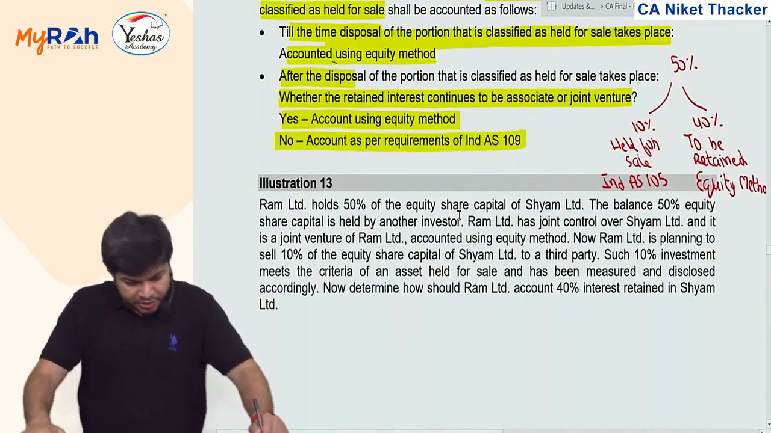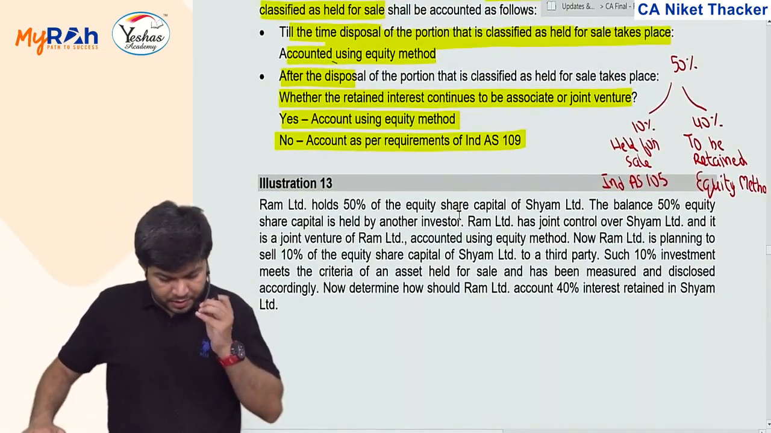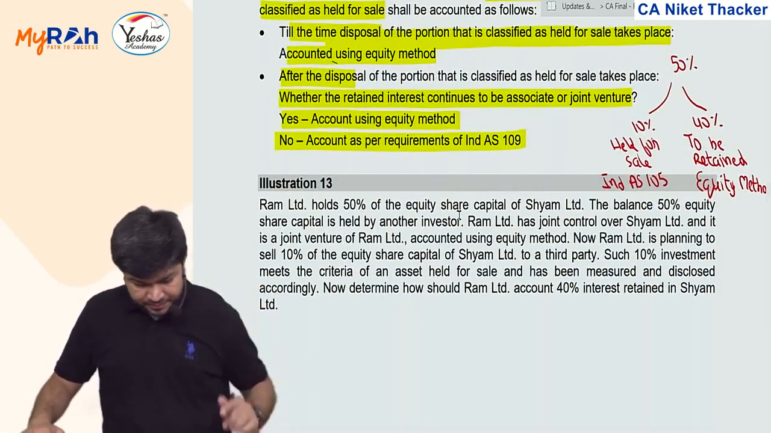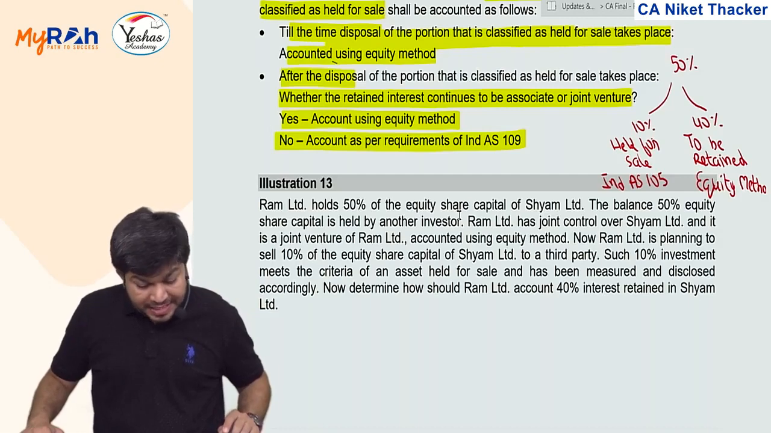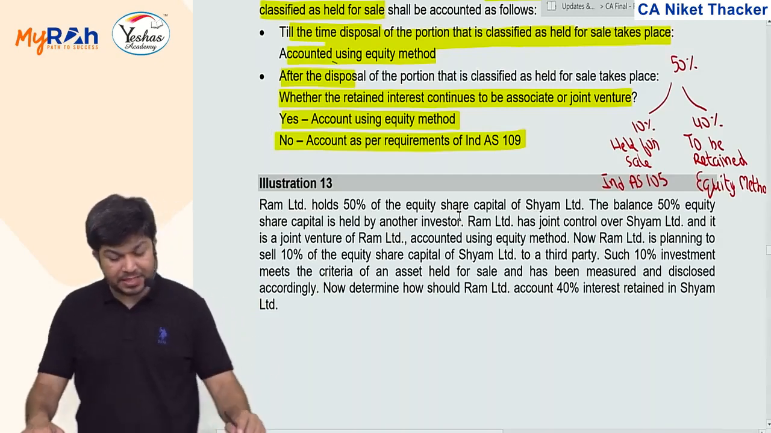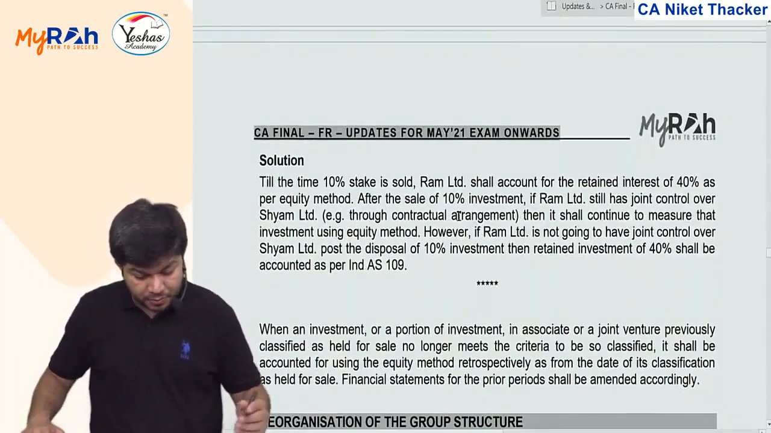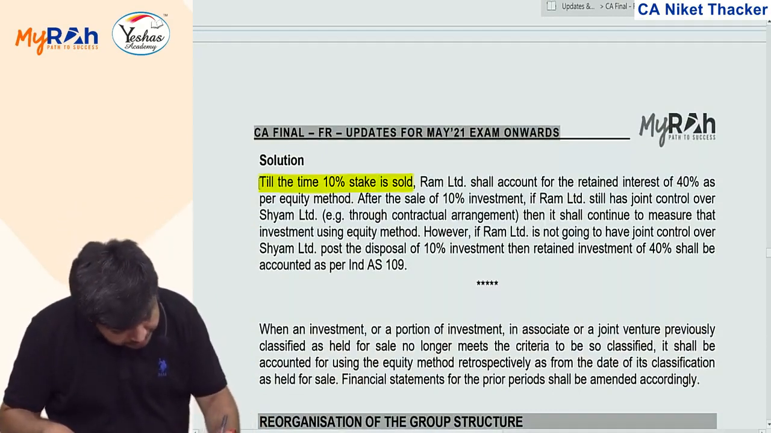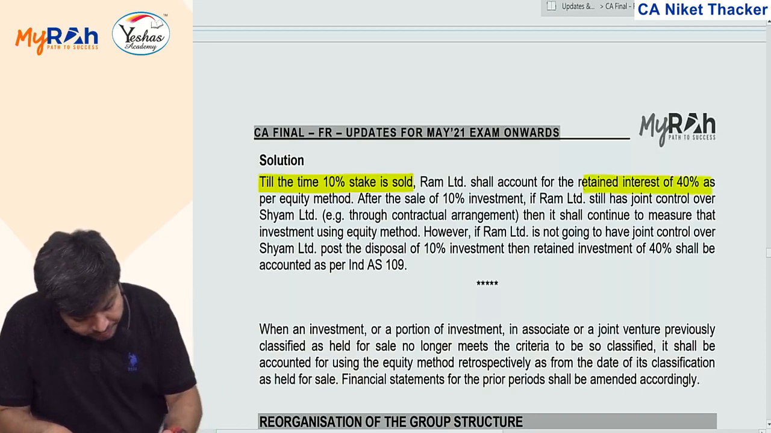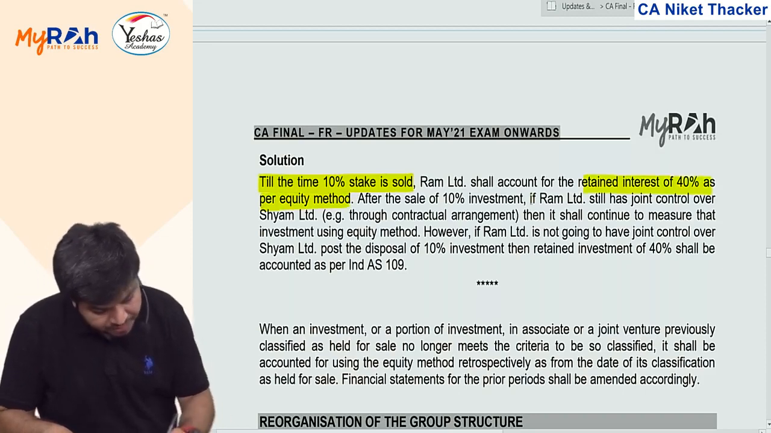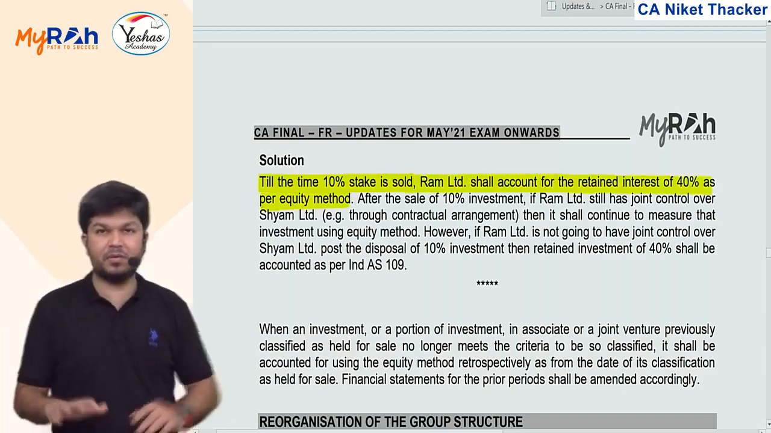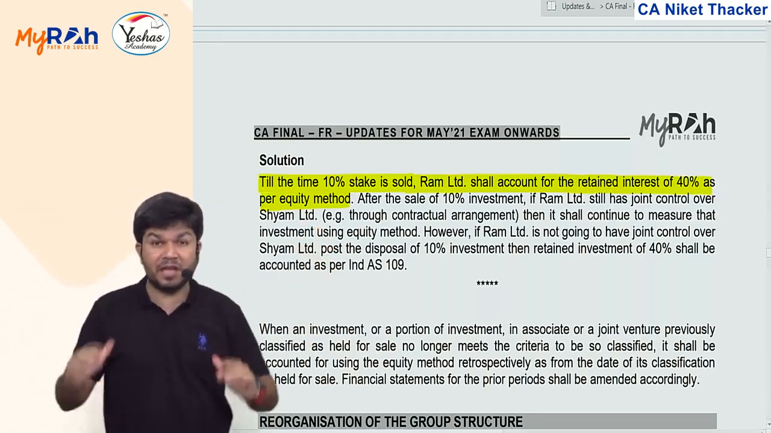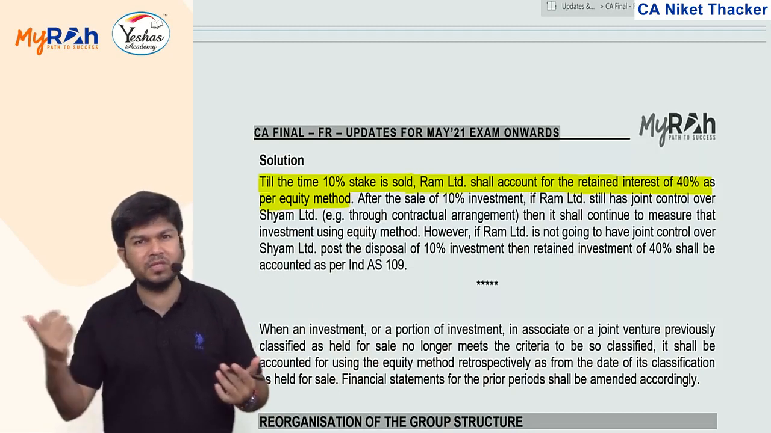Okay, this is a question on it. You hold 50%, the balance 50% is with someone else. You're planning to sell 10%. Till the time the 10% is sold, the 40% is accounted as per equity method. After the 10% is sold, the 40% is still an associate.